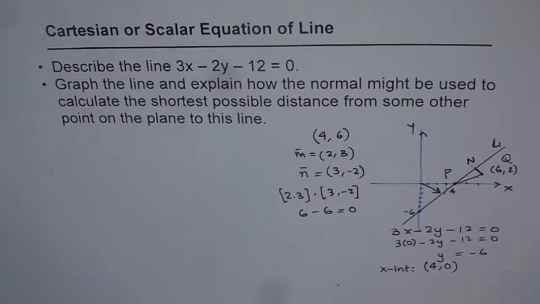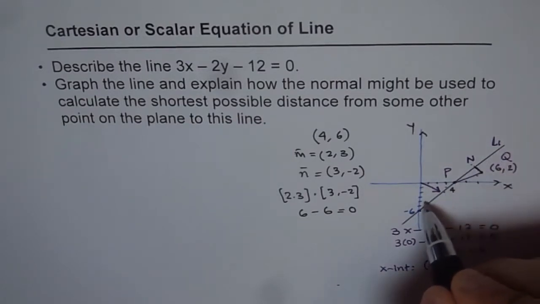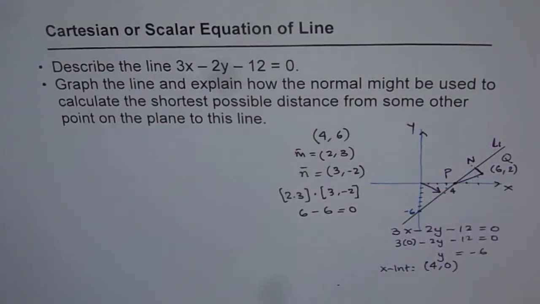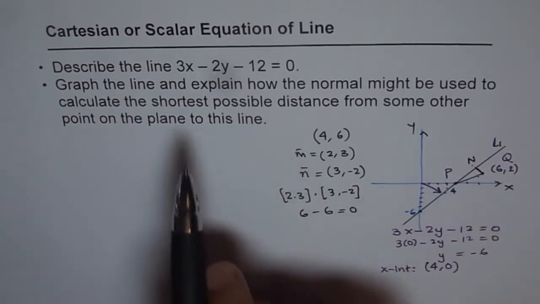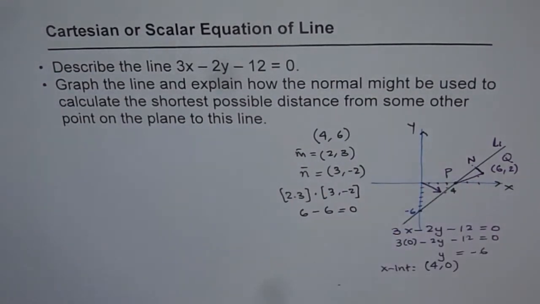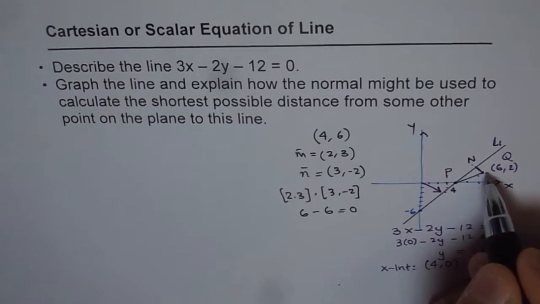So the magnitude of the projection from Q to any point on the line, we could have taken a point this also, right? The projection will give us the distance of the point from the line, and that distance is going to be the shortest distance since it is along the normal to the line. Do you understand? So we can find the shortest possible distance from some other point on the plane to this line by finding the projection of the vector joining a point on the line with this point onto the normal.